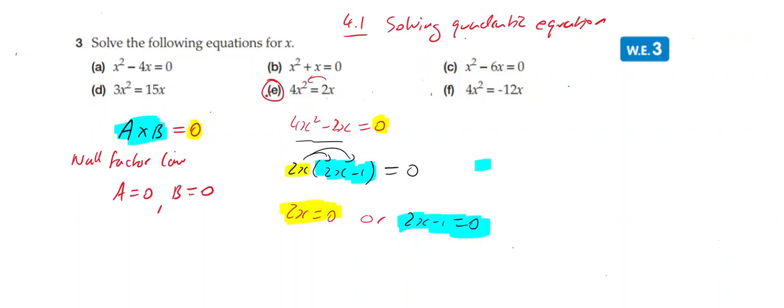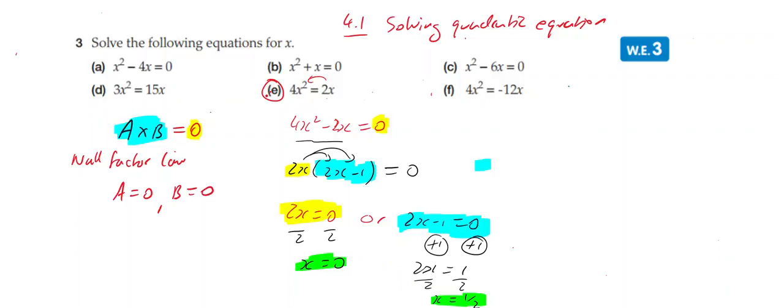Now let's actually solve it. If I divide both sides by 2, I get x equals 0. For this one, I need to add 1 to both sides, so I get 2x equals 1. Divide both sides by 2, and I get x equals a half. As we can see, we've got our answer: x equals 0 and x equals a half.